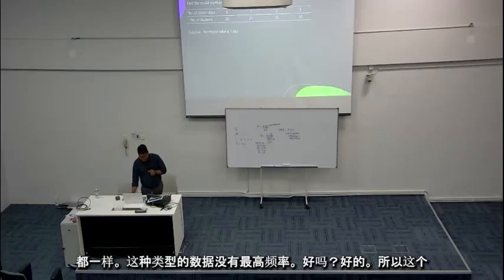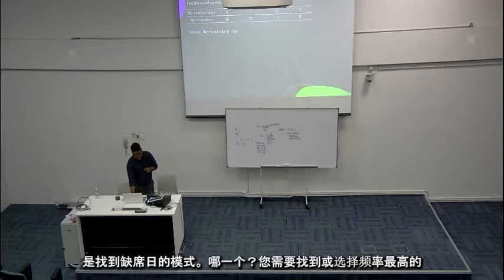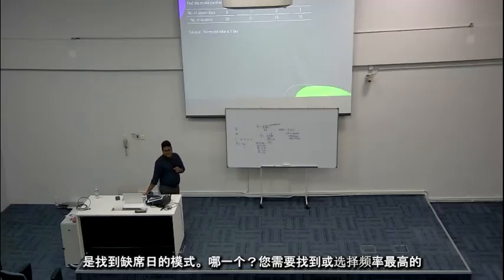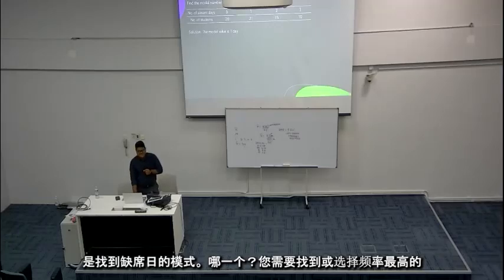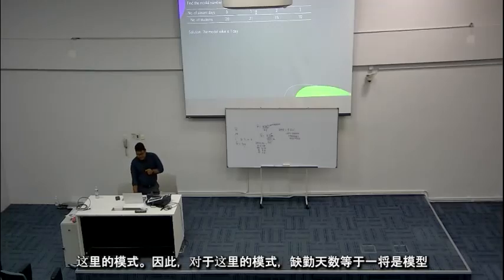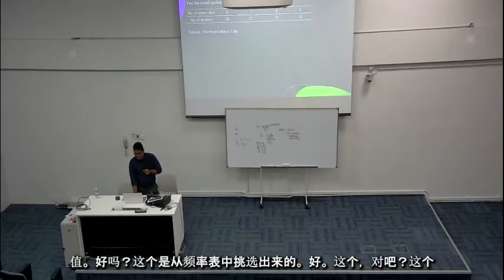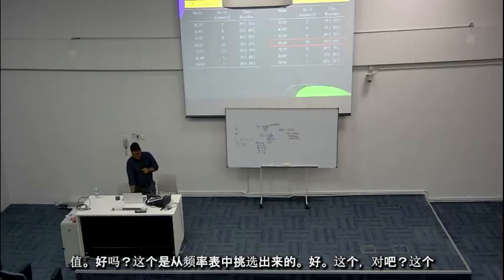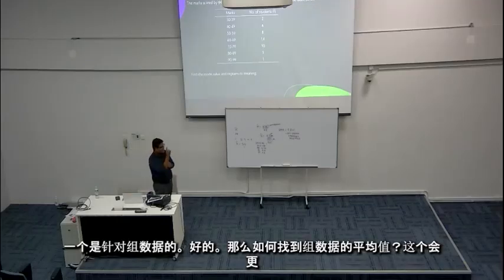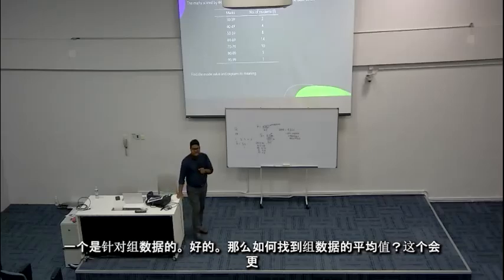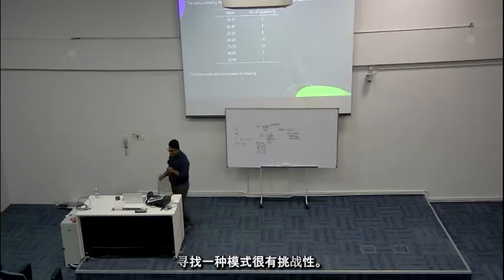Okay? Alright, so this one is to find the mode for the absent days. You need to find or select the highest frequency for the mode here. So for the mode here, the number of absent days equal to 1 will be the modal value. Okay? This one is easy, just pick from the frequency table. This one is for the grouped data. So how to find the mode for the grouped data? This one will be more challenging.